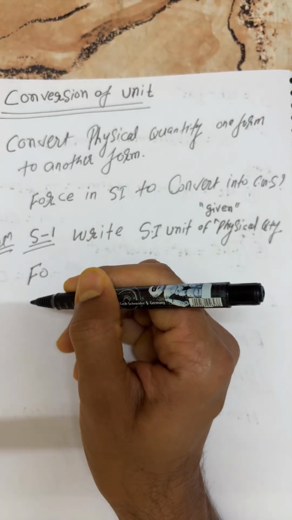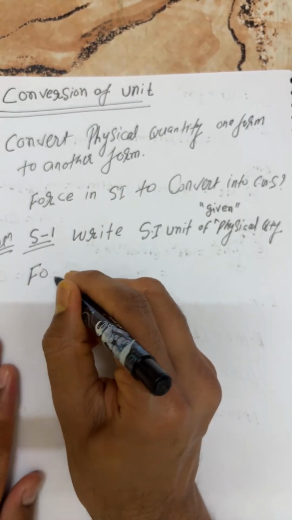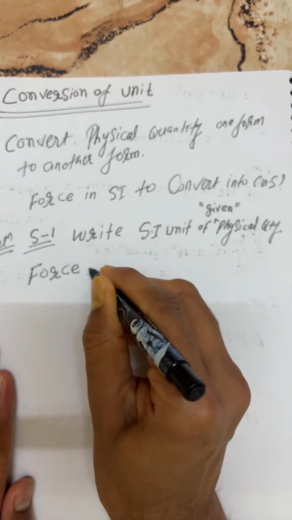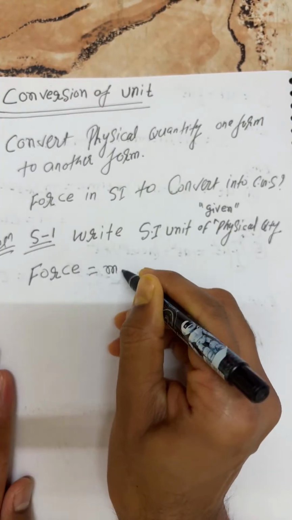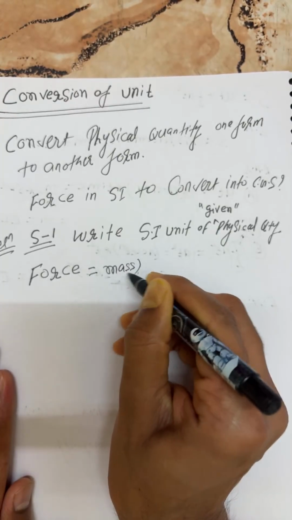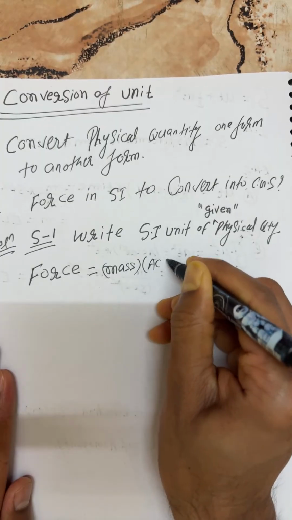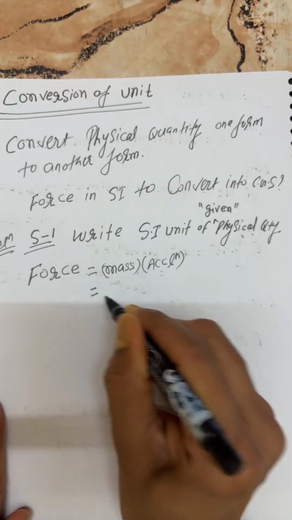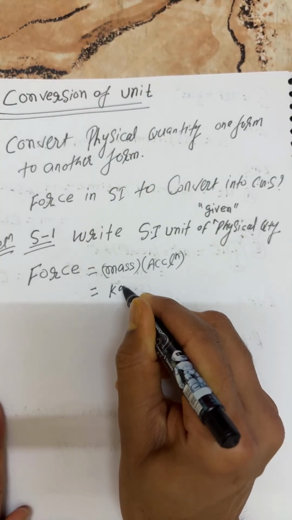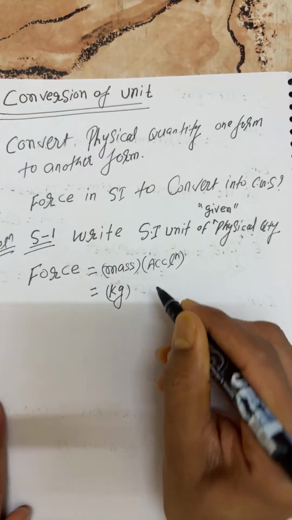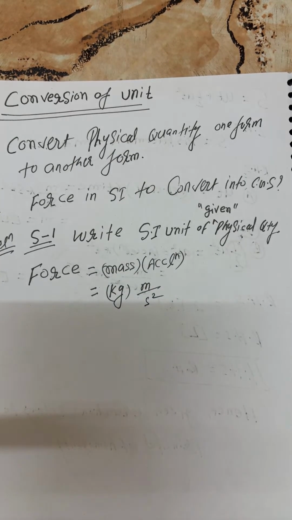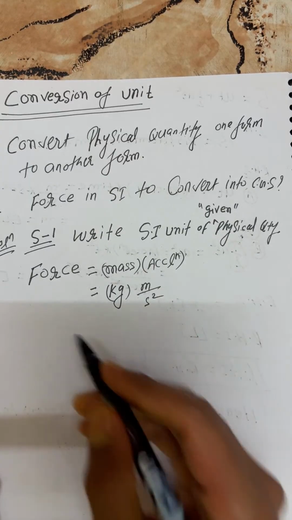So force, beta, force here. We can write force is equal to mass into acceleration. So what is the unit of mass, students? Yes, the unit of mass is kilogram. Acceleration, so this is kilogram meter per second square. So this is the unit, which we have done as part number one.